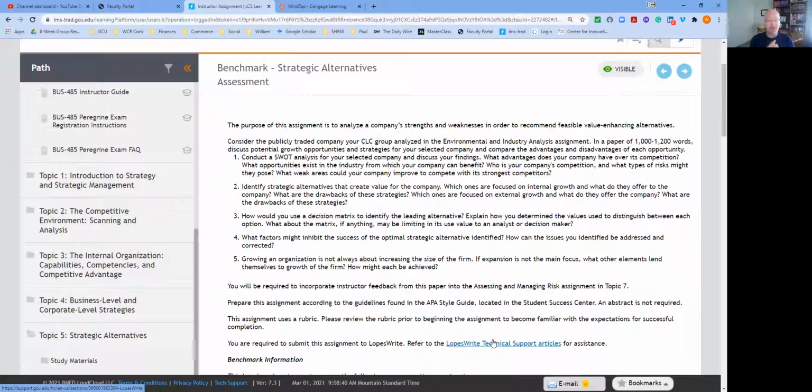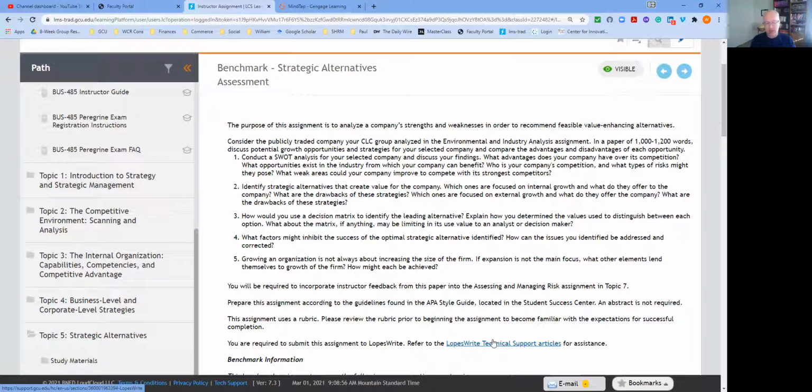You'll consider the publicly traded company that your CLC group analyzed in the environmental and industry analysis. So you use that spreadsheet and the information you gathered to build this paper. Paper needs to be between 1,000 and 1,200 words.